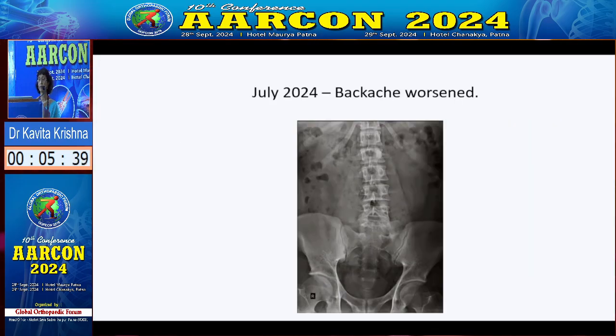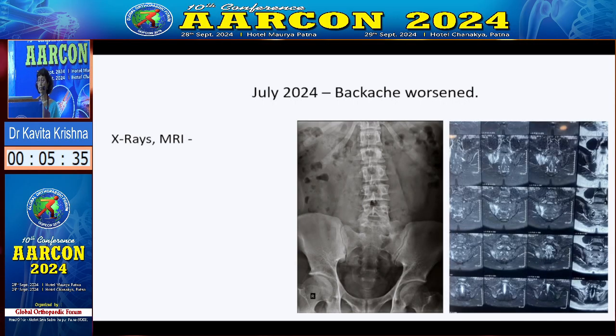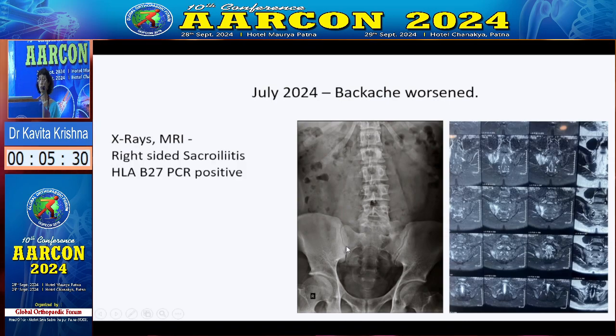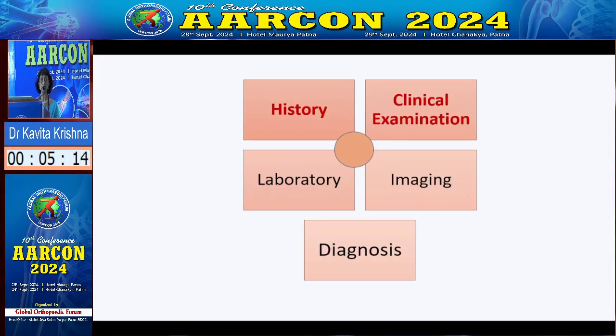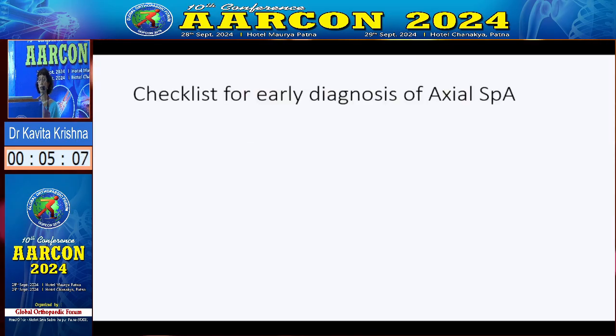In July 2024, when his backache worsened, he came to the rheumatology department. Here, as you can see, the X-rays and the MRI are both showing signs of sacroiliitis. There's bone marrow edema, and the HLA-B27 PCR was positive. At present, he's responded to NSAIDs and physiotherapy, but he's been counseled about the need for JAK inhibitors or biologics in the near future. So early diagnosis of SPA, or spondyloarthropathy, involves a good history, clinical examination, and a combination of laboratory tests and good imaging.